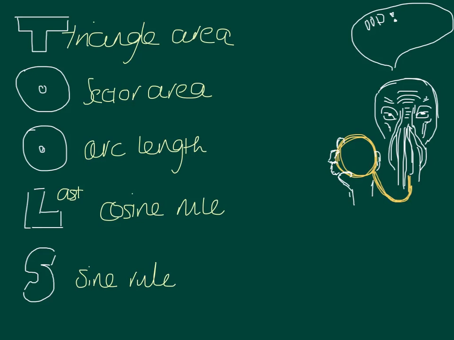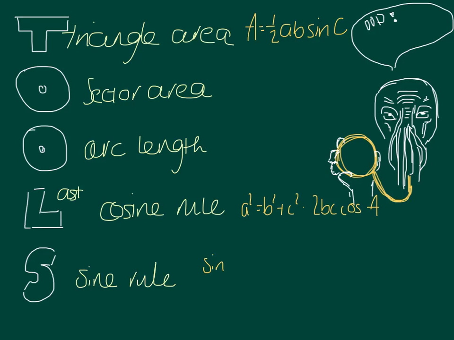So, triangle area, we know, is a half AB sine C. You will have seen that in your GCSE. Cosine rule, obviously, A squared is B squared plus C squared minus 2BC cos of the angle A. Horrible formula, but very useful on occasion. And then the sine rule, sine A over A is sine B over B, which is sine C over C. We'll talk about how to use all of these.